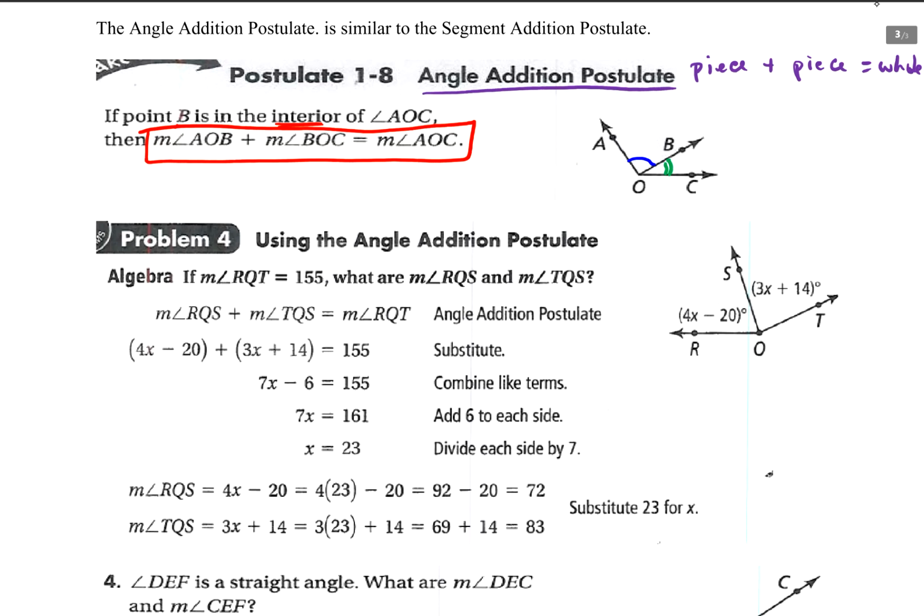Notice I did not mark them congruent, is going to equal the measure of our big angle here. Piece plus piece equals whole. We are just summing our angle measures. Let's look at a problem.